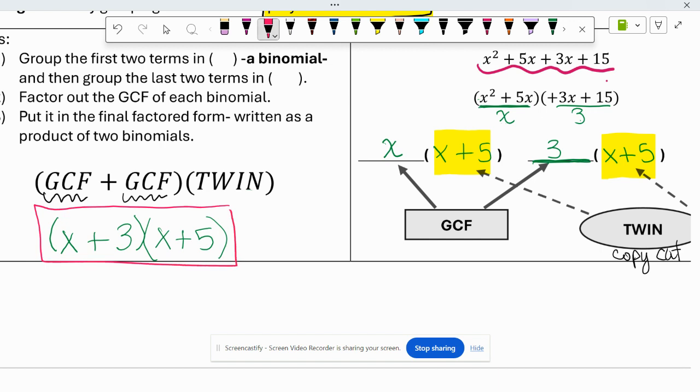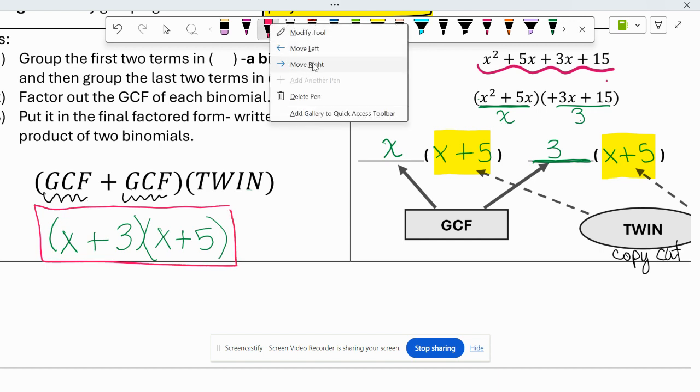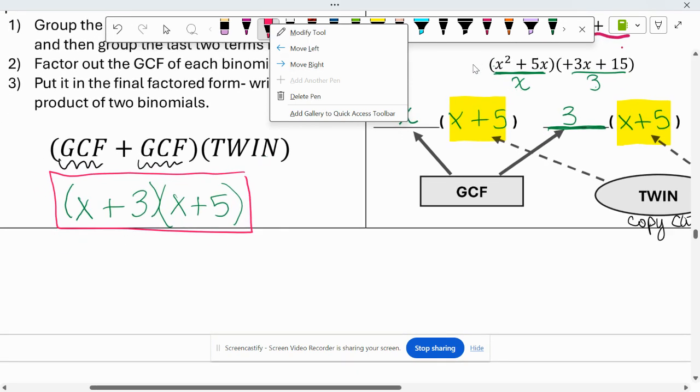I want to check it. I just want to check it to make sure that we didn't do anything wrong. How do I check? Well, how did we multiply on our homework last night? How did we multiply when we had a binomial times a binomial? What method do we use?